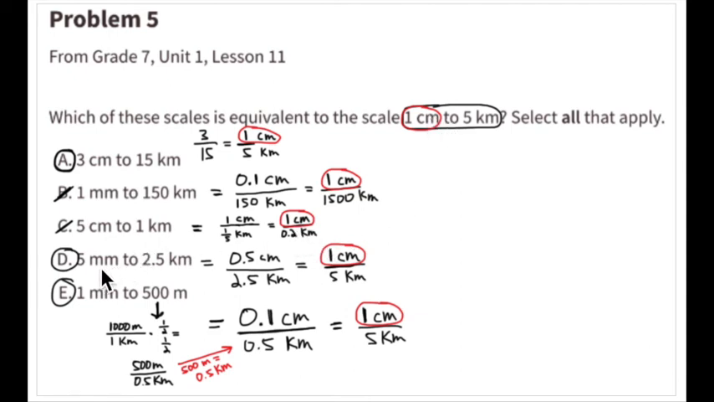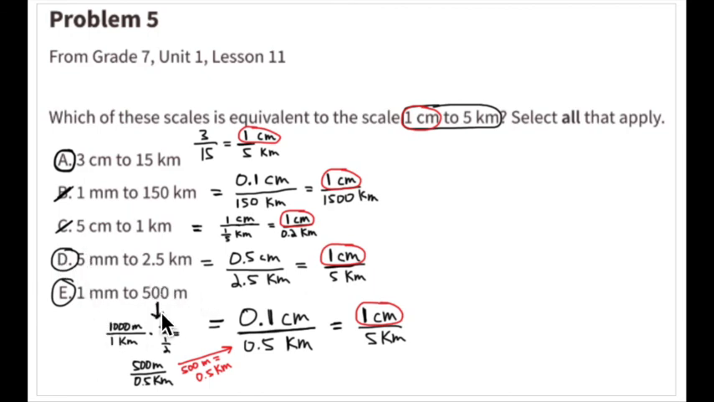D, 5 millimeters is the same as 5/10 of a centimeter. So 5/10 of a centimeter compared to 2.5 kilometers. If you double the number of centimeters to 1 centimeter, double the number of kilometers, 2.5 to 5 kilometers, that is the correct scale. So it's 1 centimeter to 5 kilometers. So D does work.